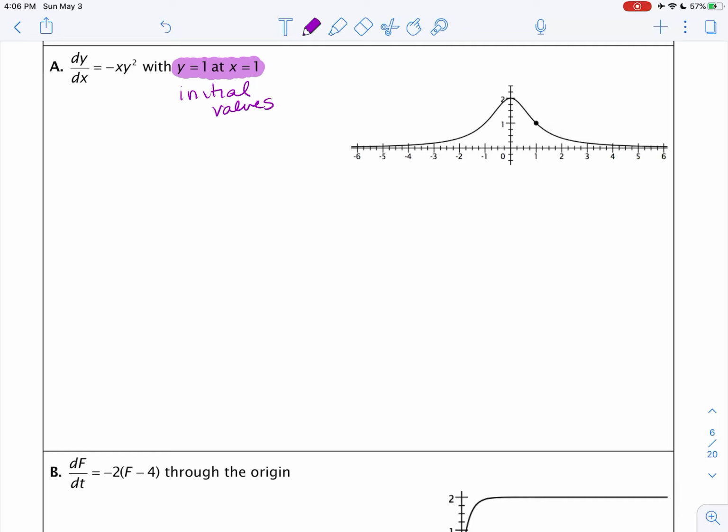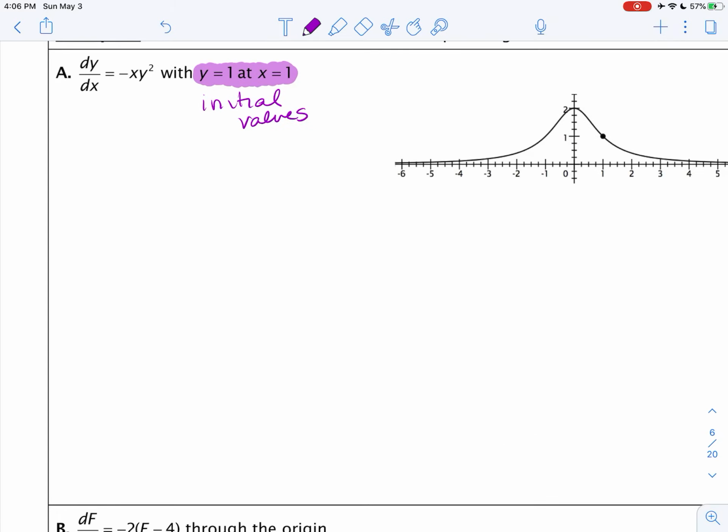Good. So first, let's separate our variables. I see dy/dx equal to negative x y squared. So I'm going to first move the dx to the right-hand side by multiplying, and I would get dy equal to negative x y squared times dx. And that prompts me to divide both sides by y squared to separate the variables. And I get dy over y squared equal to negative x dx.